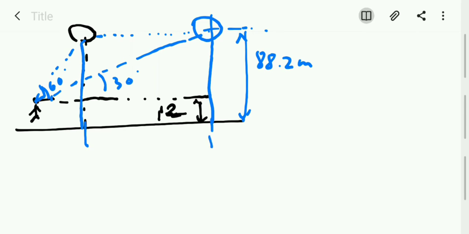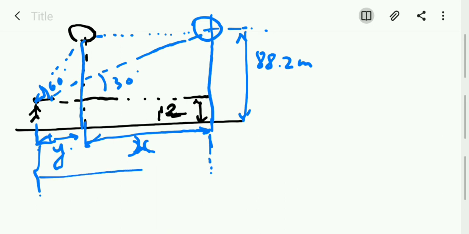So the distance traveled by the balloon during the interval is this distance. Correct? I'll just give it the name x. And from here to here, say it as y, and the total distance is d. From the girl, the distance of the final position of the balloon is d. Have you got this diagram now?